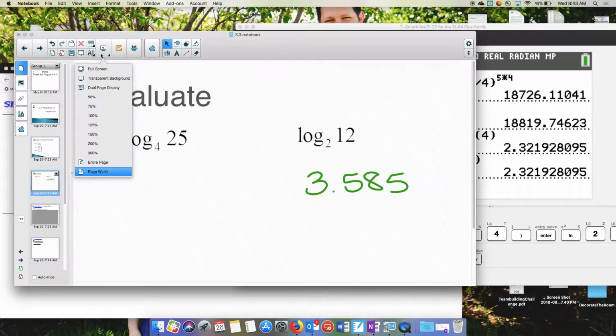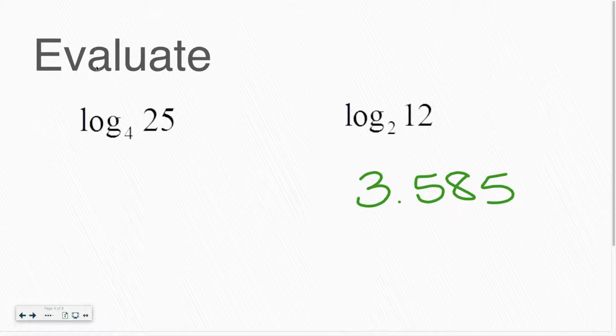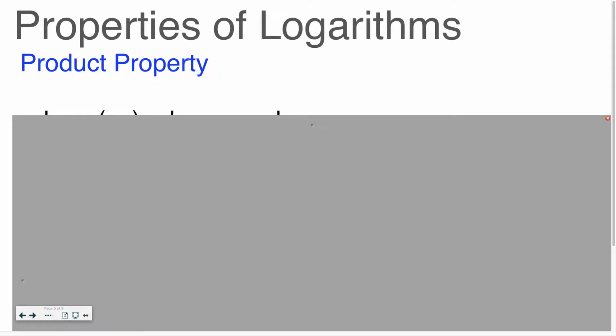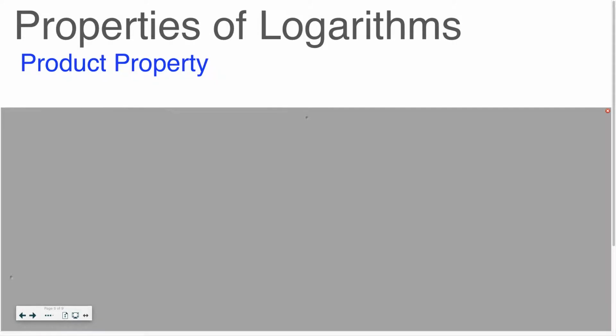All right, so you talked about properties of logarithms last year. Remember, logarithms are exponents, so we have rules of exponents, right? When we multiply with same bases, when we divide with same bases, when we take a power to a power. That is how we get these logarithmic properties. So let's first talk about the product property of a logarithm.